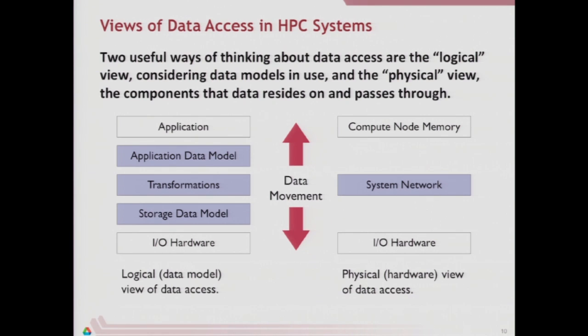But the important part here is this piece, the data model, the transformations, the storage model. If you map that to physical hardware, this is all captured in the physical layer. Between the memory on the compute nodes and the disks and the I/O hardware, you have this glue, this system network, and that's actually a physical network. It's also these I/O libraries. So we're going to blow this up a little bit better.